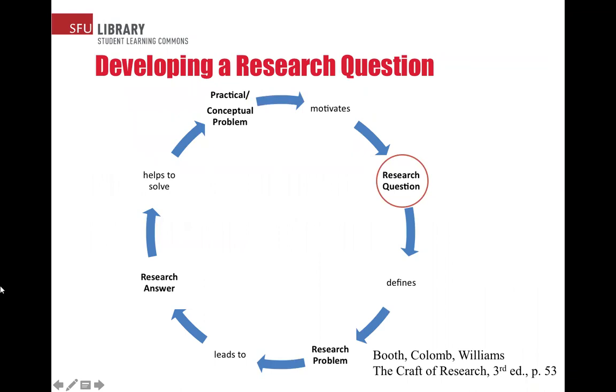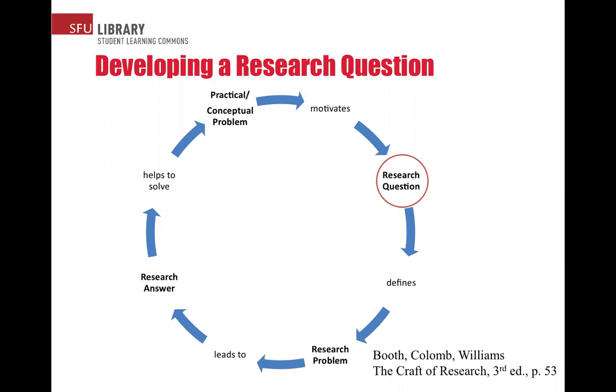As you develop a research question, you might use this circle. So if you can't see this slide on the device as you're viewing this video, I'm going to describe this. So we really use a circular format as we're looking at our research question. We're going to define it, and it defines a research problem that leads us to a research answer that helps us solve a practical or conceptual problem that motivates a research question.